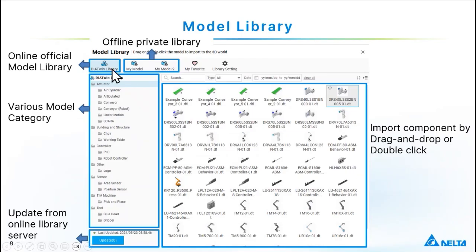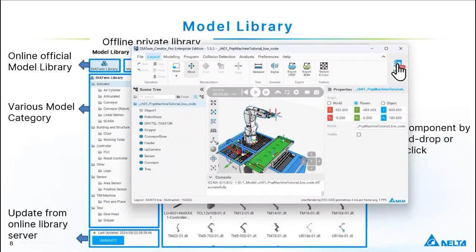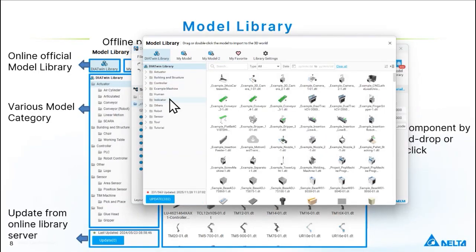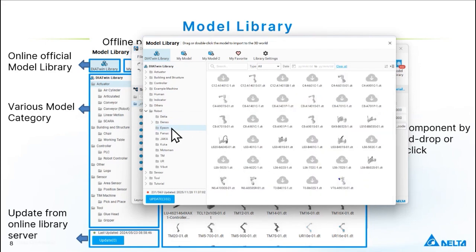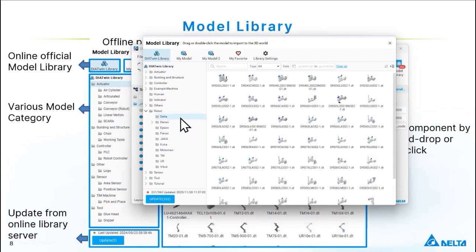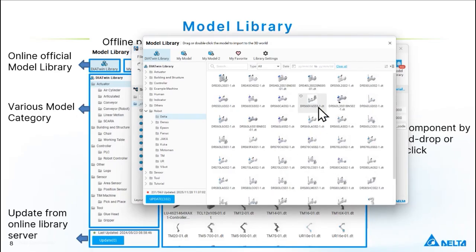Okay, and if you open the DIATwin model library, we have an online library over here. So we can find that, okay, there's a robot. Model library is for online official robot models. So we can have different brands like Delta, Denso, Epson, Fanuc, and so on. We have already integrated a lot of robot types inside.